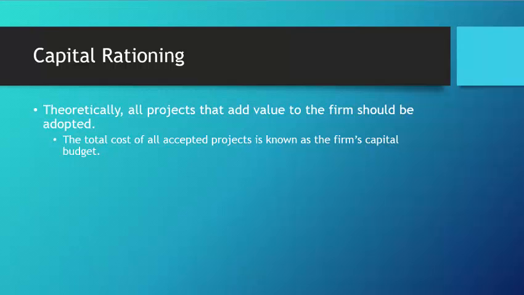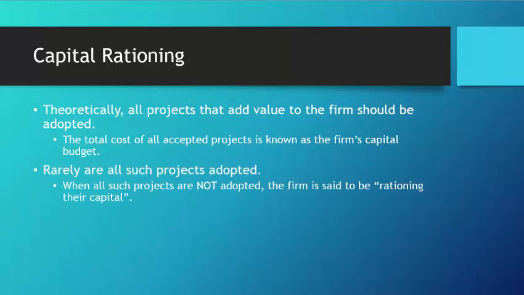The idea is this: theoretically, all projects that add value to the firm, in other words, all those with positive net present values, should be adopted. The total cost of all accepted projects is known as the firm's capital budget. So if you sum them all up and say, here are all the ones we're going to accept, that number is the capital budget for the firm that year. Usually, however, firms don't accept every single one that has positive net present value. And because they don't, theoretically, that's called capital rationing. You're not allowing it to grow as fast as it really wants to.